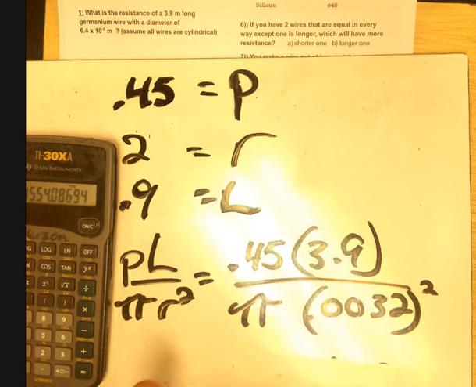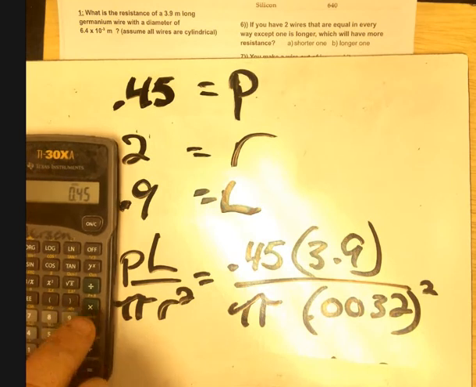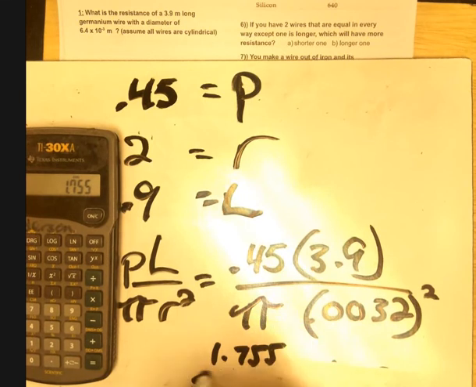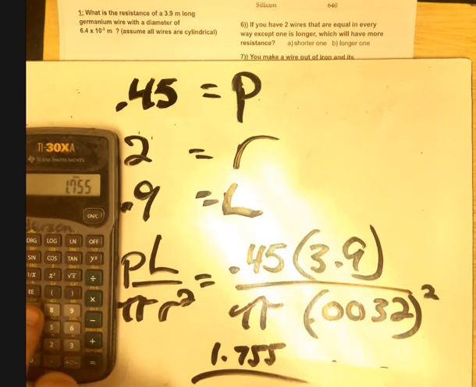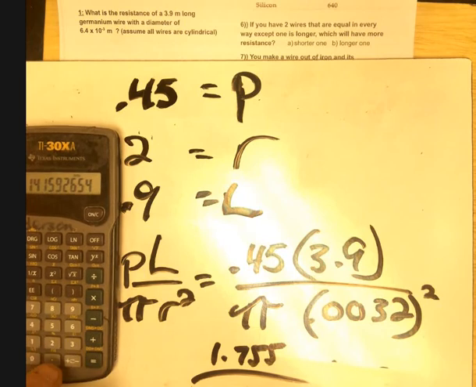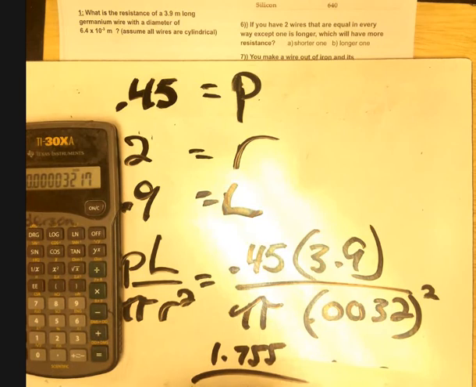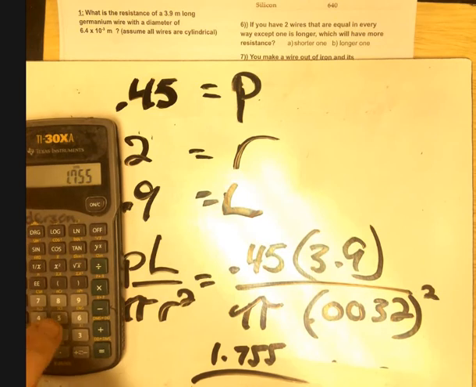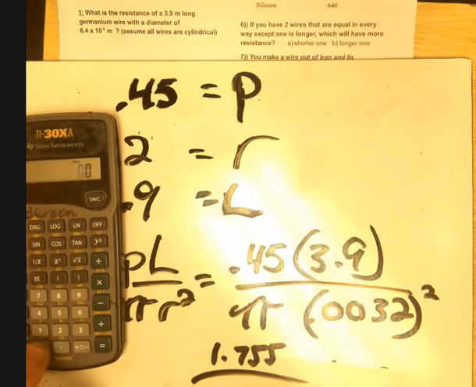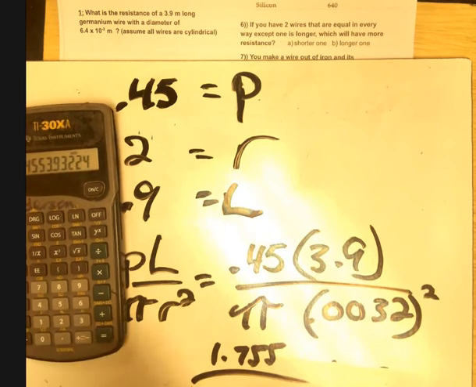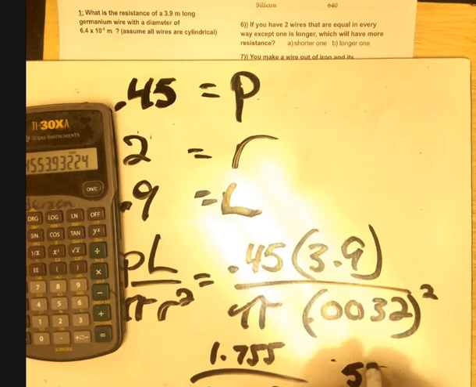Now I can do this mathematics another way. I can just multiply the top, 0.45 times 3.9, and get an answer, 1.755. And then I can multiply the two things on the bottom, pi times 0.0032 squared equals, and I get 0.00003217. Now, dividing the top, 1.755, divided by 0.00003217 equals, guess what? The very same thing, 54,553.